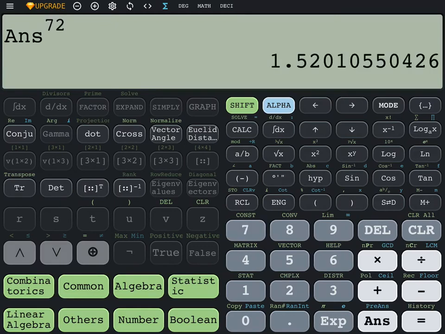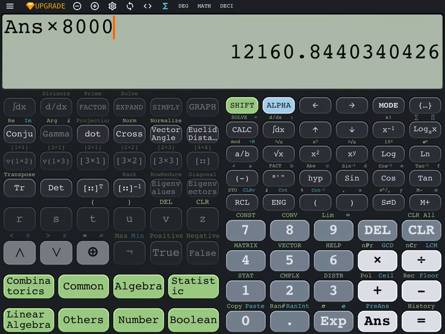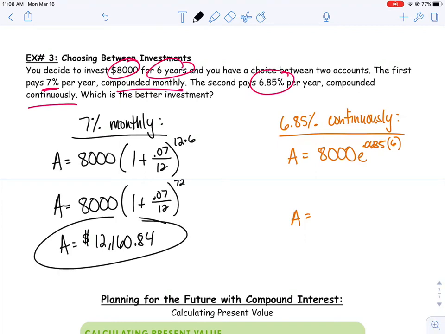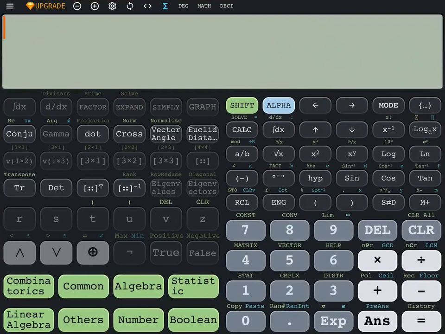Raised to the 72nd, times 8,000. I got 12,160 and 84 cents. I'm going to write that down. Did you get the same number as me? $12,160.84 if I put it in the account that has 7% interest compounded monthly. Only 12 times a year versus continuous, but the interest rate is a little bit higher. So let's see. Let's go ahead and do the other one.